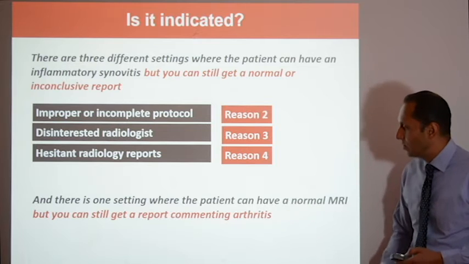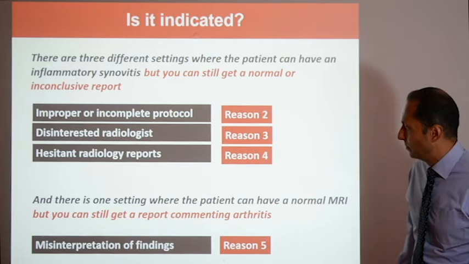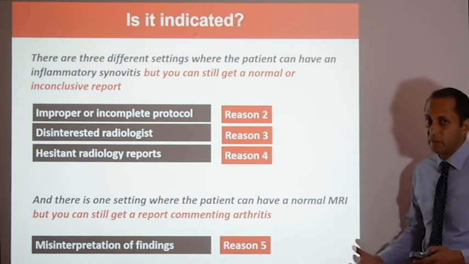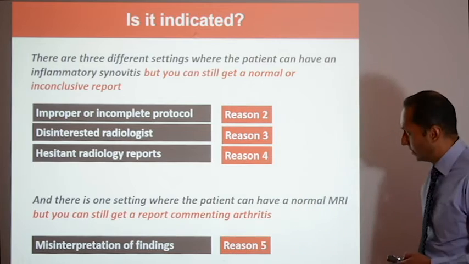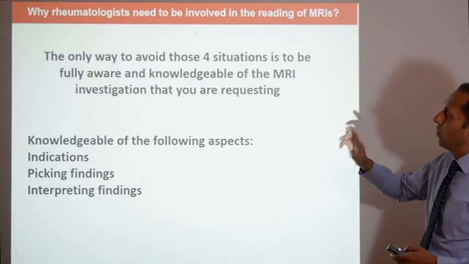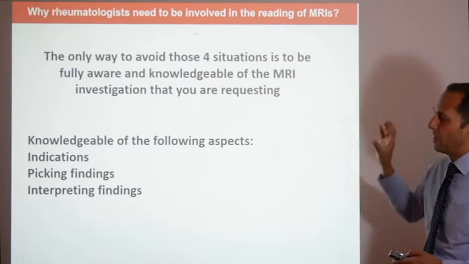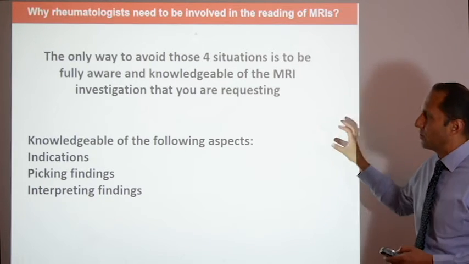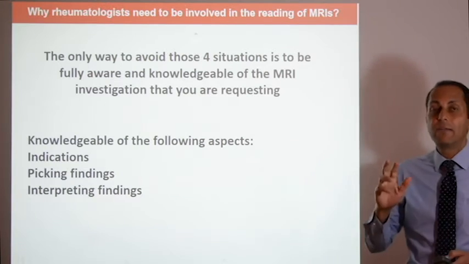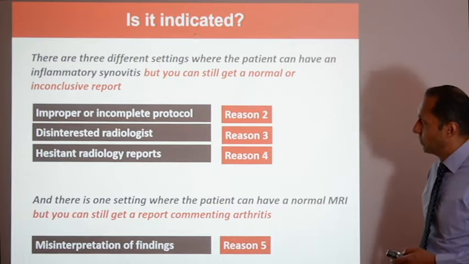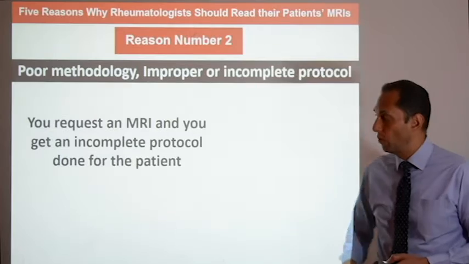And the setting where the patient can have a normal MRI and you still get a report, we will elaborate on this later on: misinterpretation of findings. It's not about getting a finding, it's about the correct interpretation of the finding. The only way to avoid those four situations is to be fully aware and knowledgeable of the MRI investigation that you are requesting. Knowledgeable of indications, picking findings, and interpreting the findings. So, let's start with this first one, improper or incomplete protocol.